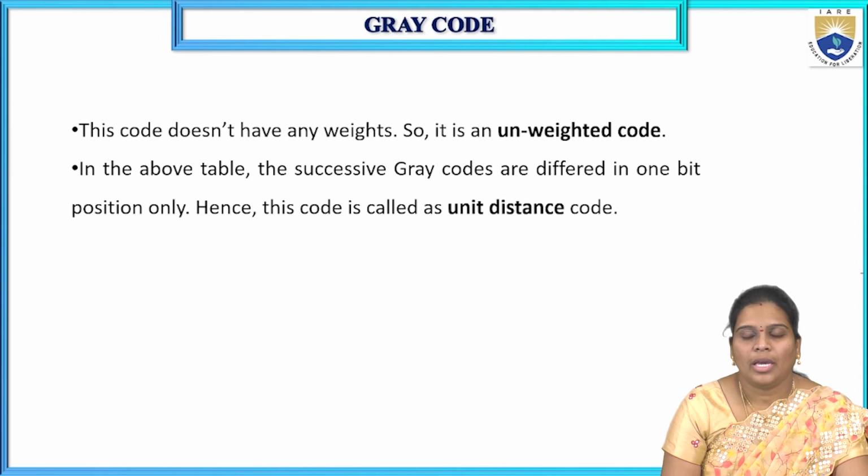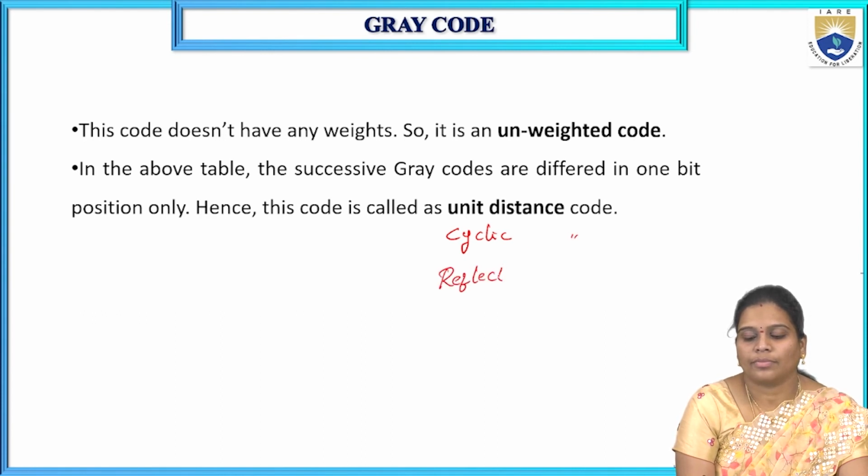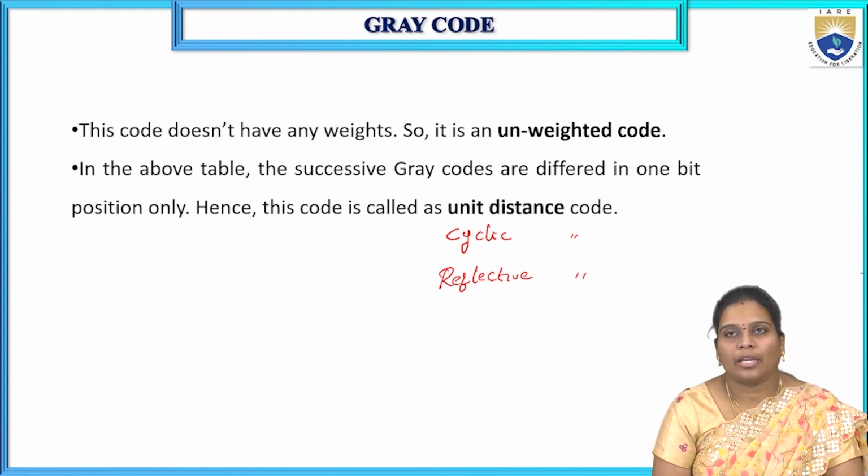Next one is the gray code. Gray code is also a non-weighted code. It does not depend on the position of the weights. Gray code is a unit distance code, cyclic code, and reflective code.